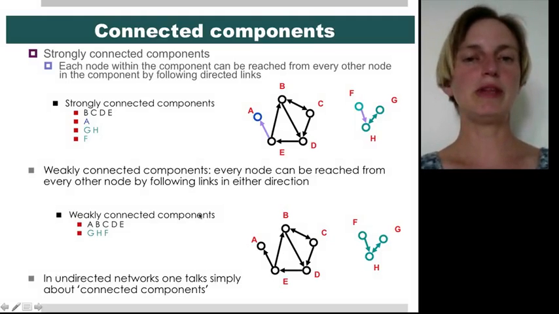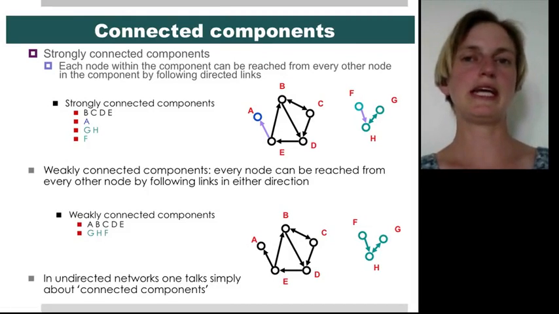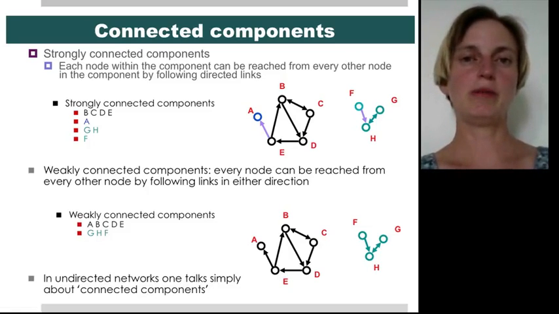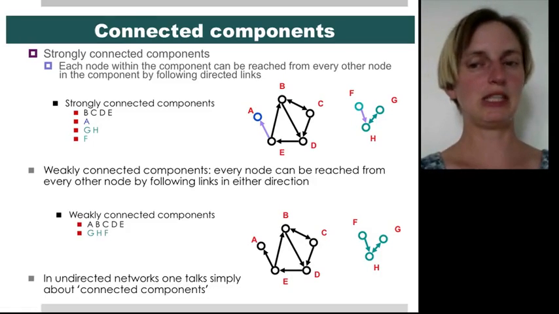And if you're dealing with an undirected network, you can simply say connected component. You don't always have to say weakly connected component. But if it's directed, you want to make the distinction.